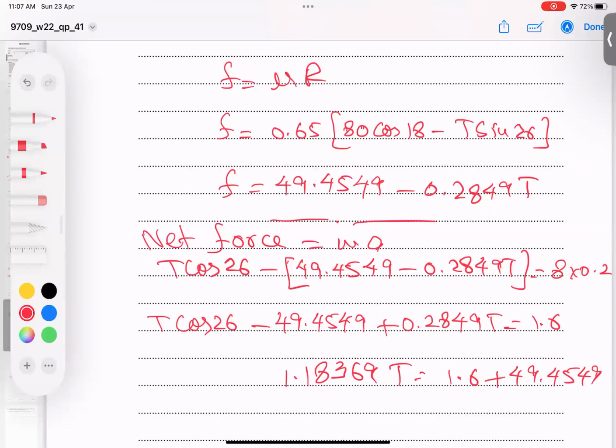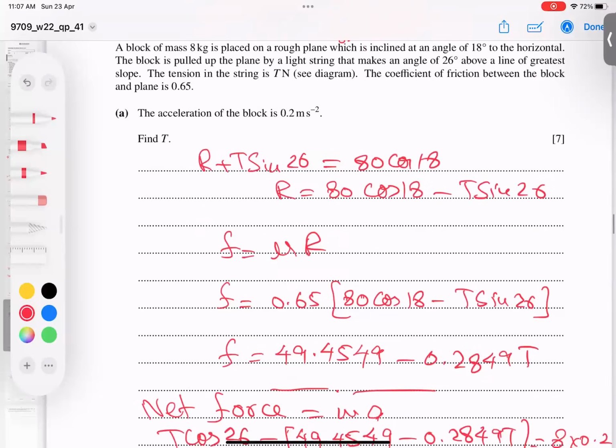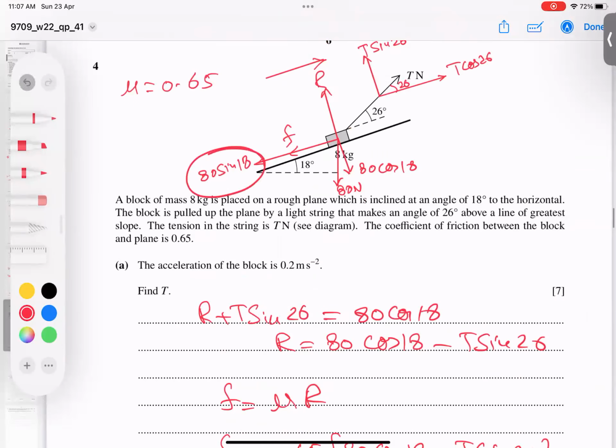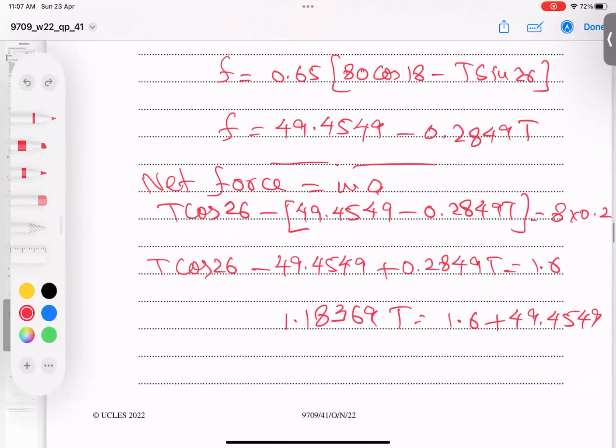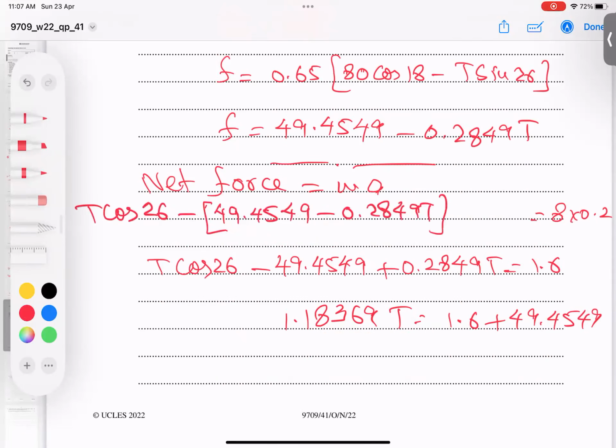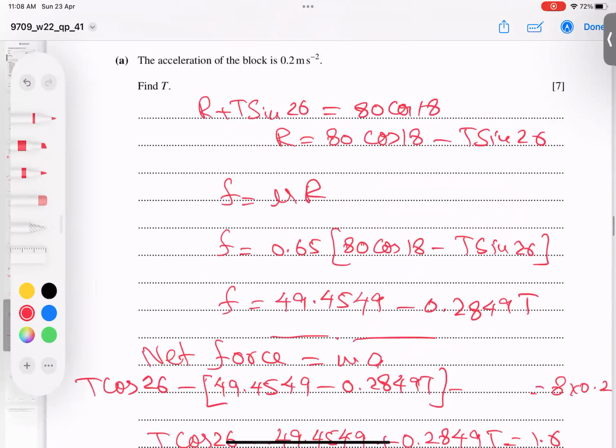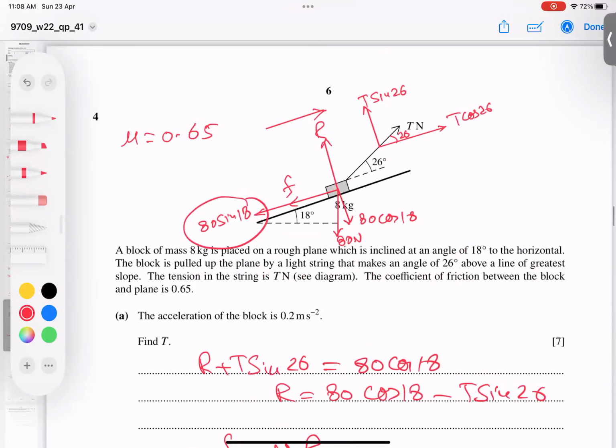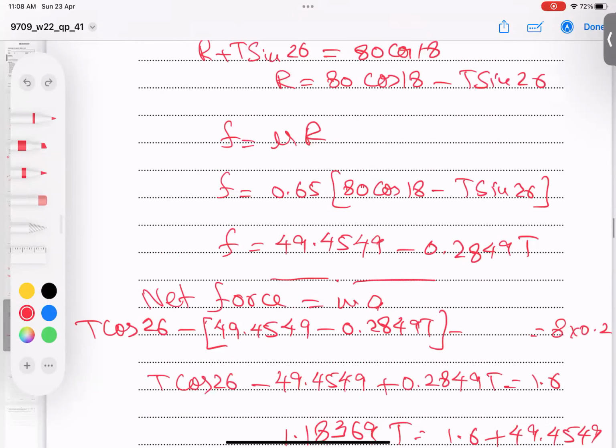Yes, students, in a hurry we missed the weight component. Which weight component? This one, 80 sin 18. So we have to drag it. And now minus, because the system is going upward. So minus 80 sin 18. This was missing, 80 sin 18.